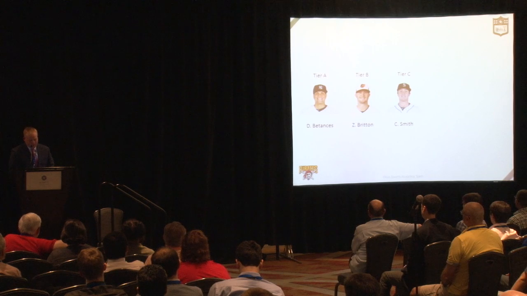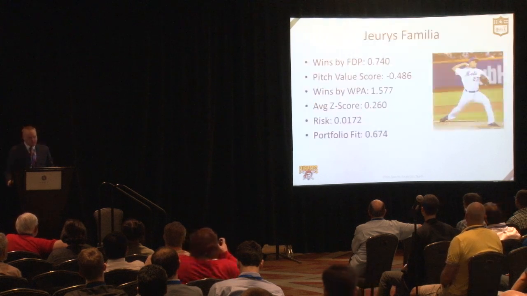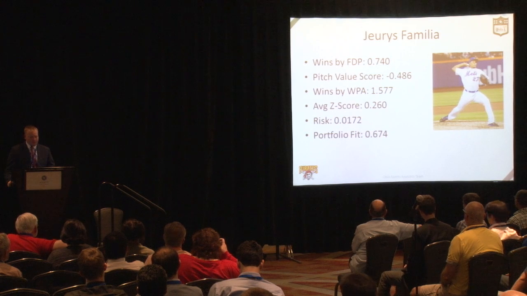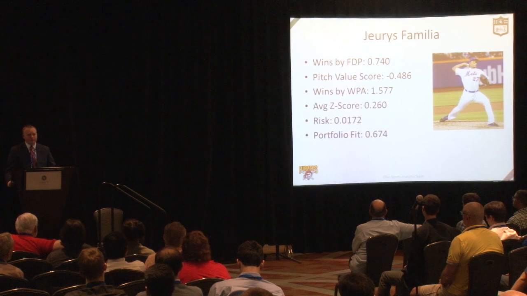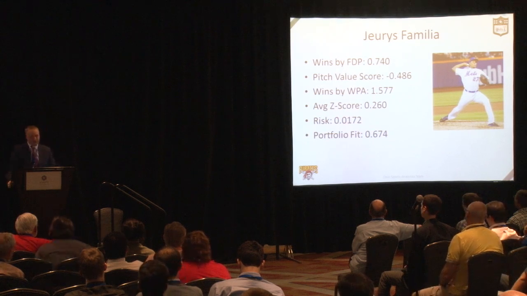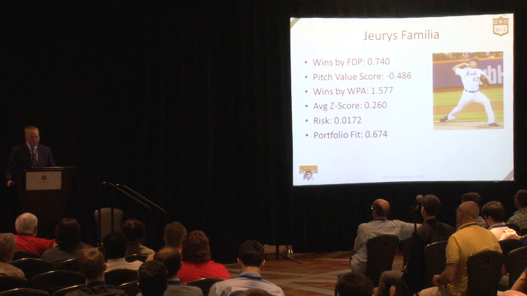Our second Tier C selection was one Fernando Familia. He performed fairly well in three of our performance metrics, notably his pitch value score. The reason it's notable is because he was the only player on the list of 20 candidates that threw a split-finger fastball. His average Z-score seems a little bit alarming, but as Harris mentioned, he was the second highest scoring Tier C candidate.